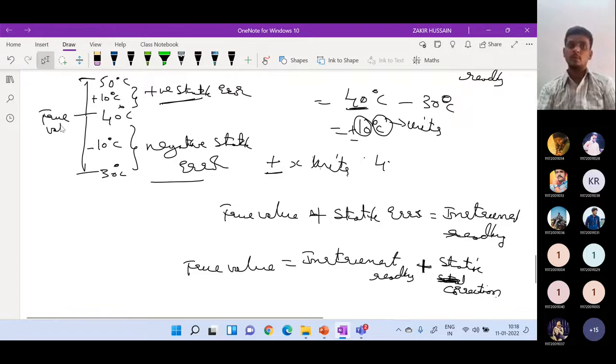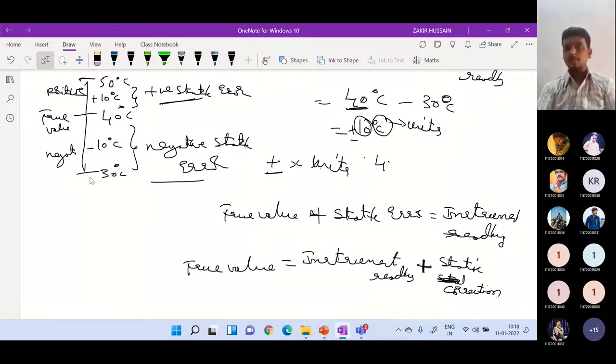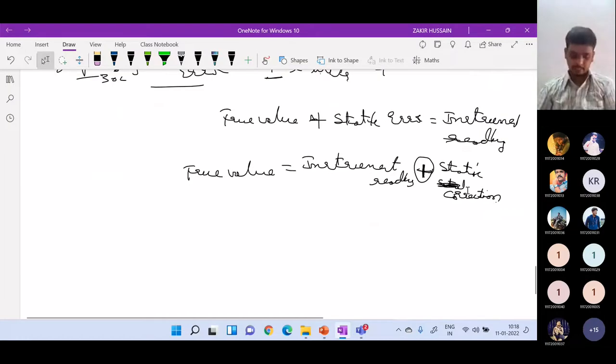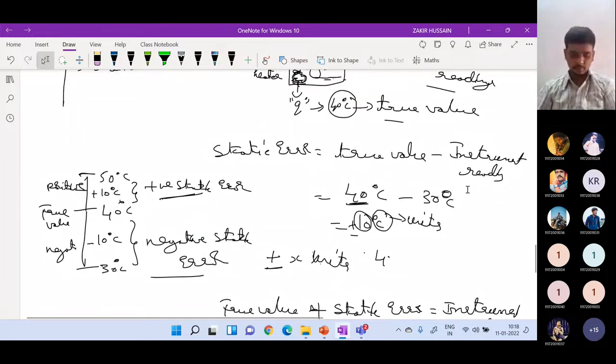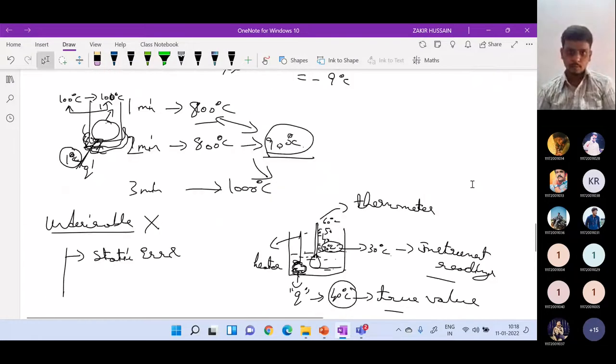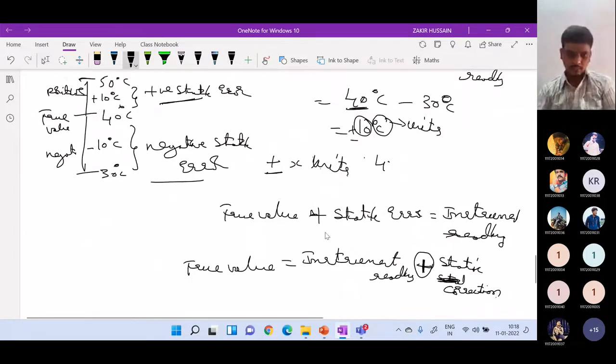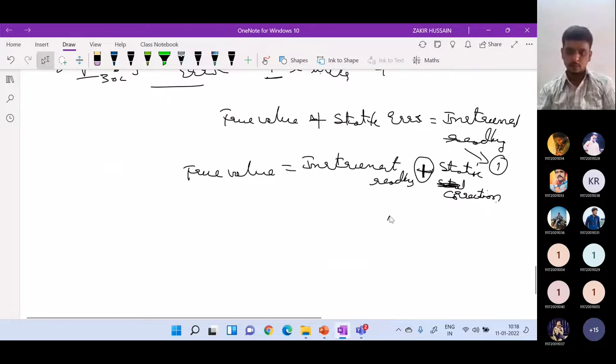So this is a true value, this is a negative value, this is a positive value. If it is showing a negative value, you have to apply a plus static correction. If it is showing a positive value, you have to apply a negative static correction. So if you compare these equations, for example, true value plus static error is equal to the instrument reading. This is equation one, and next is equation two.